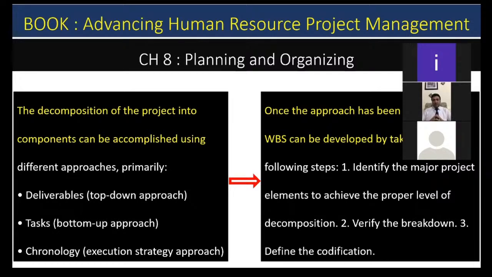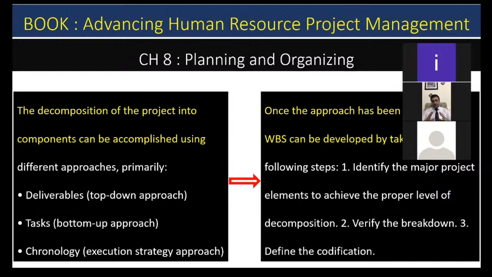When we talk about the decomposition of the project into smaller parts, there are three approaches. The first is deliverable, which is the top-down approach, where we distribute our deliverables from top to down. The second is task, which is bottom-up, and the third is chronological. So these are basically the three approaches used to decompose the project into sub-activities.